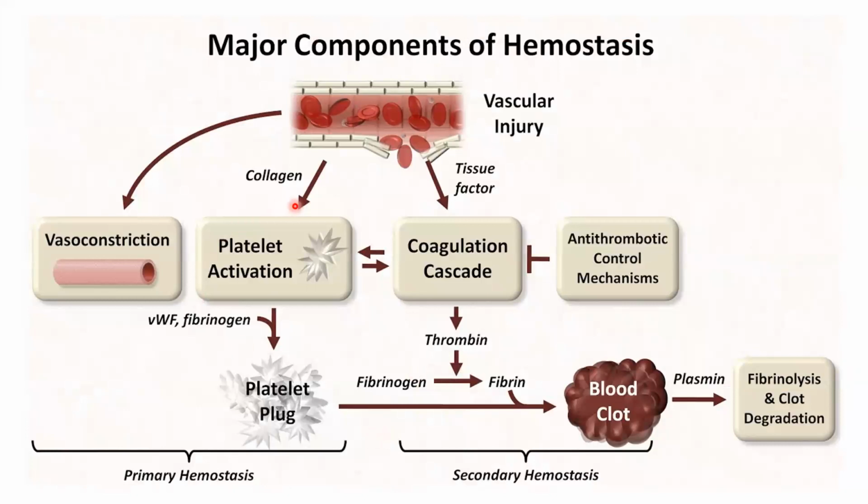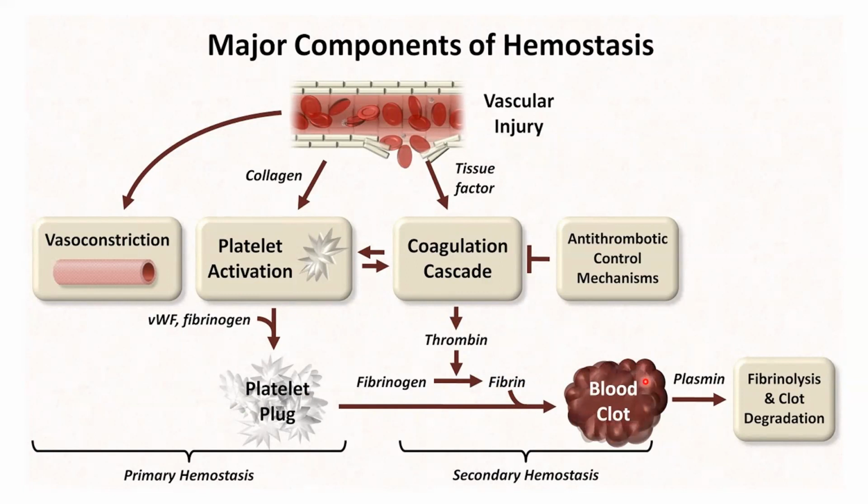Here are the different components of hemostasis. There should be vasoconstriction, then platelet activation through your von Willebrand factor and fibrinogen, which eventually results in a platelet plug. Then the coagulation cascade, making thrombin to make fibrin and establishing the blood clot.